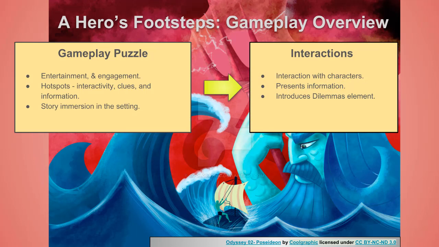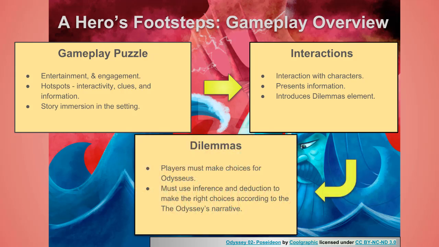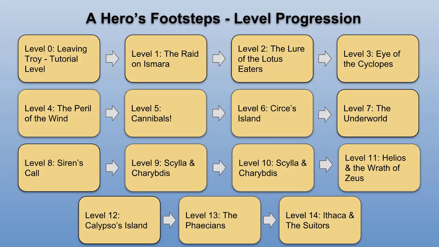The interactions provide dialogue with other characters and present in-depth game and book information to the player. Most interactions will include a dilemma element. Dilemmas allow players to make choices for Odysseus based on the content of the book. Here, players infer what they have learned through interactions and interactive hotspots to decide what Odysseus does next.